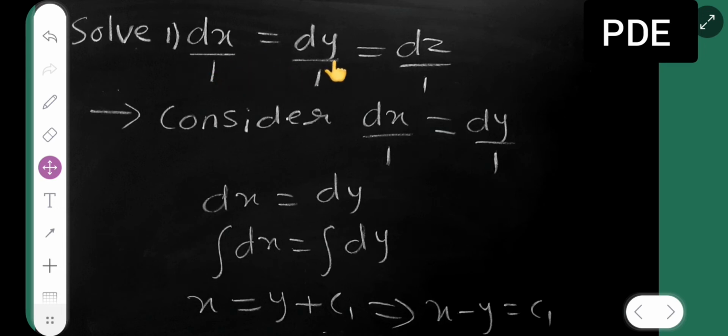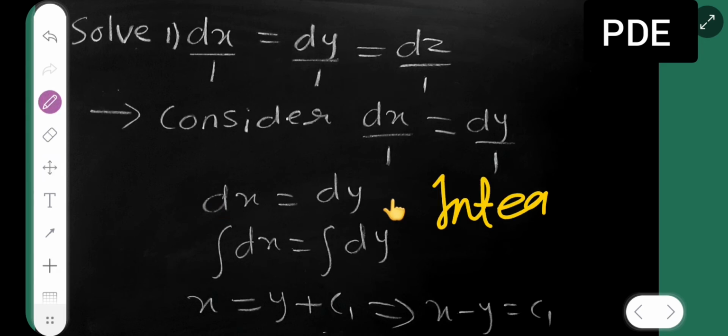Let me take that problem first. Solve dx upon 1 is equal to dy upon 1 is equal to dz upon 1. You have to consider any two, so I will consider the first two: dx upon 1 is equal to dy upon 1. This is nothing but dx is equal to dy. Now we have to integrate this.